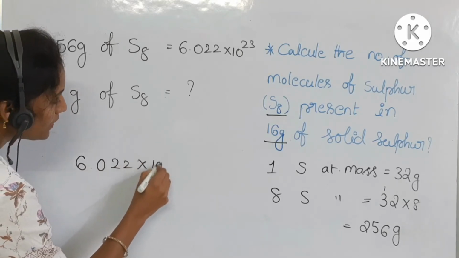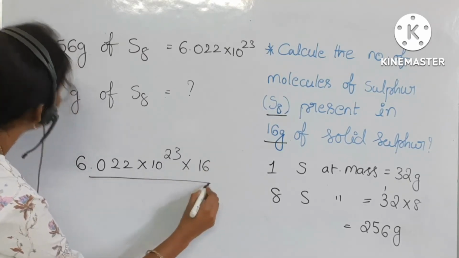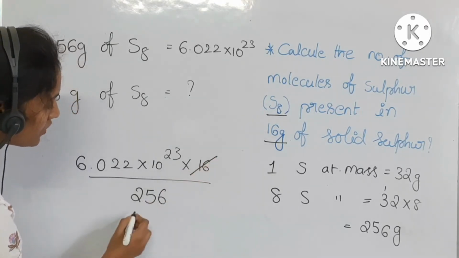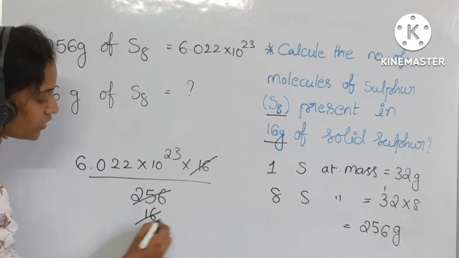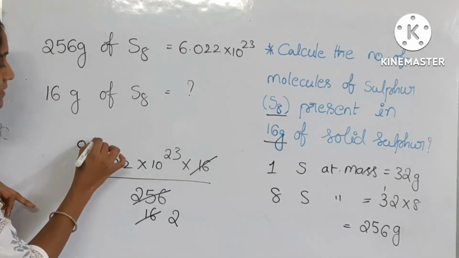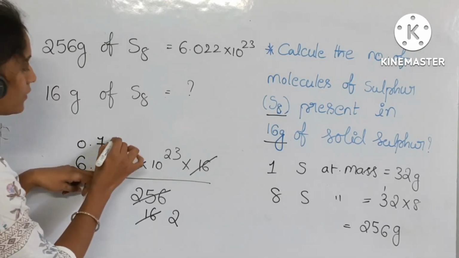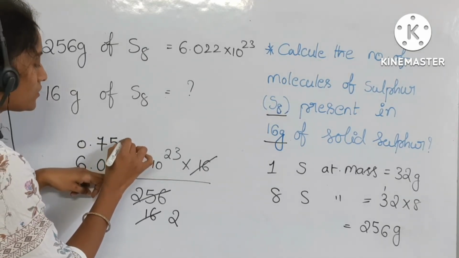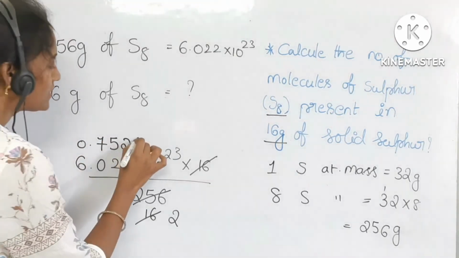6.022 into 10 power 23 into 16, divided by 256. You can use the 16th table: 16 ones are 16, 16 sixteens are 256. Then you can use the 8th table. 8 twos are 16. Then you put a point. 8 sevens are 56, 4 is the remainder. Then that becomes 42. 8 fives are 40, 2 is the remainder, 22. 8 twos are 16, 4 is the remainder. Then 8 fives are 40.